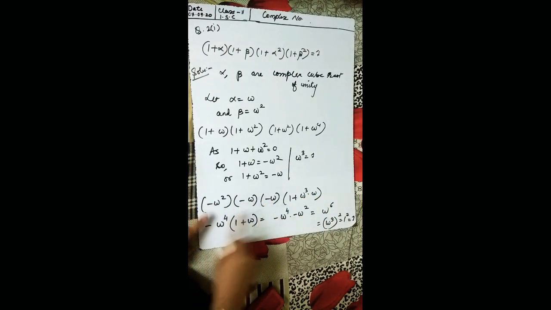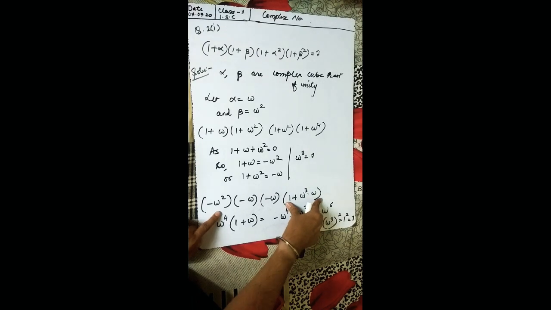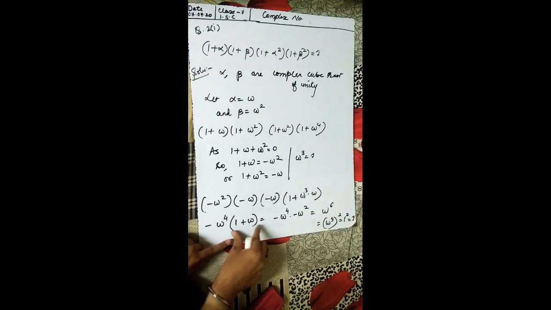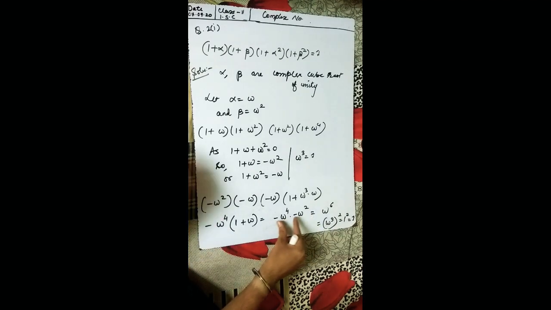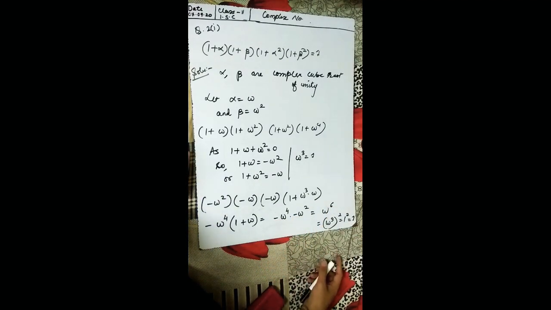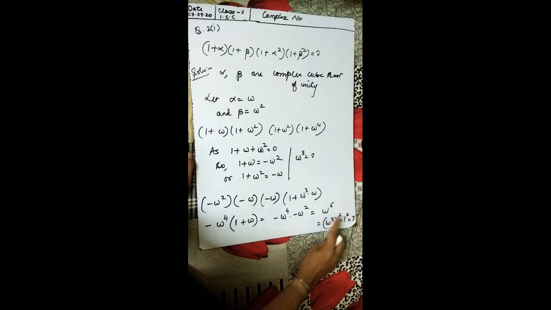So minus minus minus, so all in all minus, this will give you omega to the power 4, and as I already told you, this will be 1 plus omega. Again 1 plus omega we can replace with minus omega square, minus minus plus omega to the power 6 can be written as omega cube the whole square. Omega cube is 1, 1 square is 1.